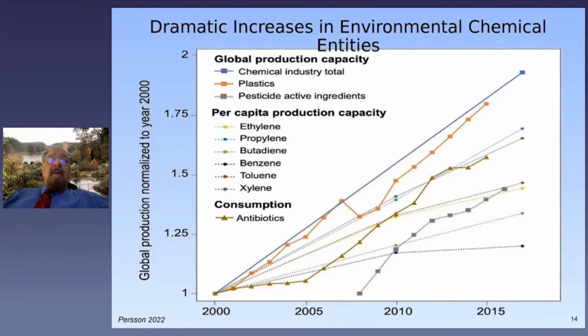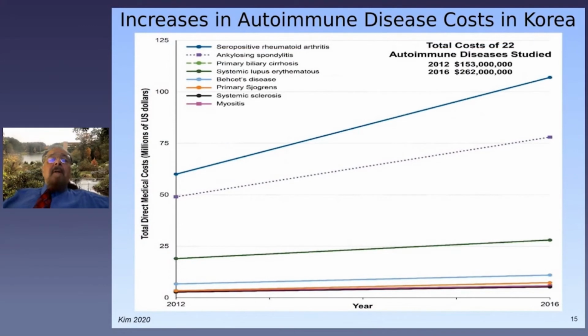This shows how the chemical compounds that we've been exposed to have also been dramatically increasing over this period, with almost a doubling of the chemical industry total materials, while the plastic increases, pesticides, and a variety of other chemicals are going up over this time. It's hard to estimate the cost of these in the US given our diverse medical system, but in places like Korea, where there's a single healthcare system, they found dramatic increases in the costs of autoimmune disease, as this slide shows here.